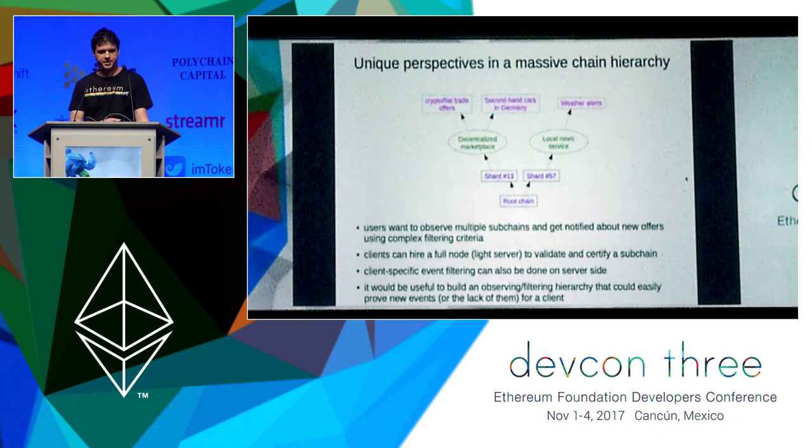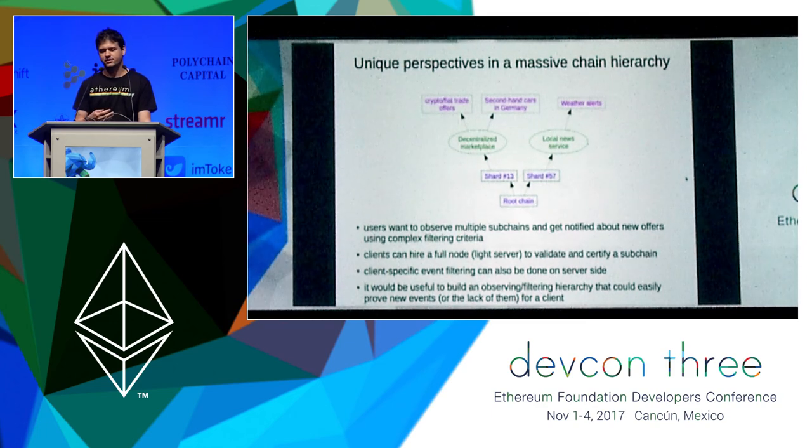Right now, our imaginary user uses a decentralized marketplace which has multiple state channels for listing different market offers, like one for listing crypto versus fiat money trade offers, another for listing secondhand cars, and a local news service which has a state channel for weather alerts, and the user wants to observe these chains and get notified about interesting results. And the filtering criteria for interesting events might be even more complex than what could be realized with our current simple log address and topic systems. So it would be great if clients could somehow get some help for filtering.